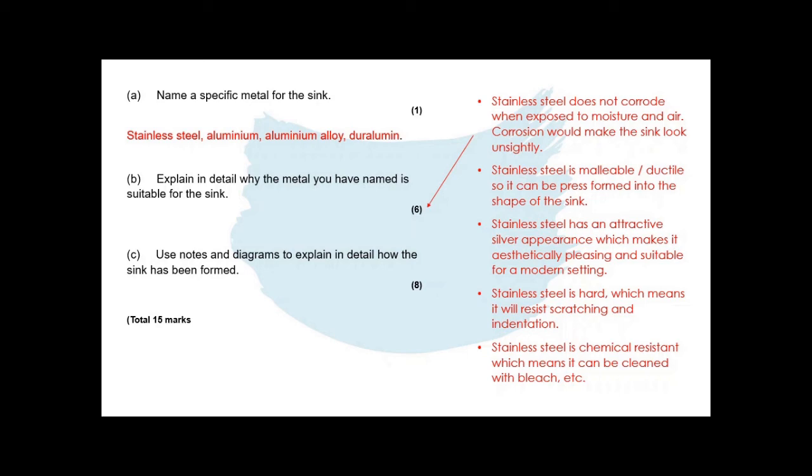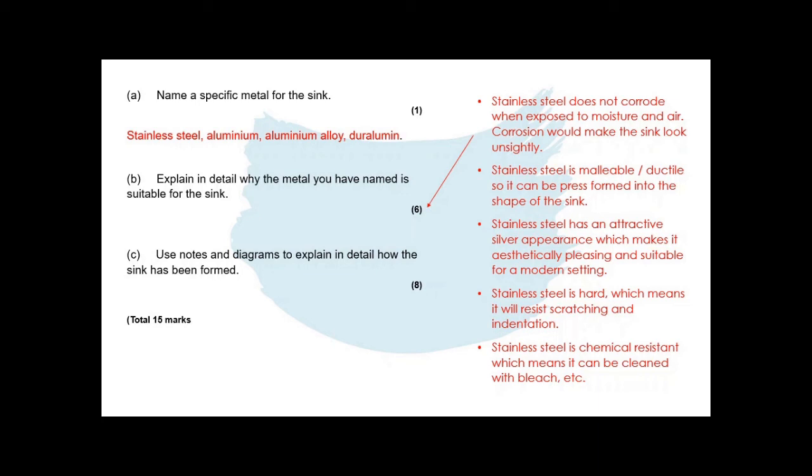So things like doesn't corrode when it's exposed to moisture or air, so it doesn't look untidy, it's malleable, so it's easy to form, it's ductile, so it can press into shape quite easily, it looks nice, it's hard, which means it's scratch resistant. If you're ever not sure, when it asks you why it's suitable, think about the product it's actually shown you and just try and have an educated guess.